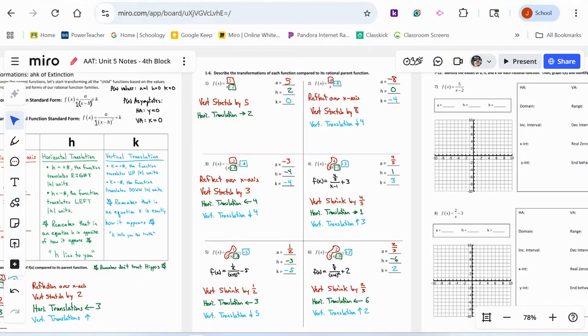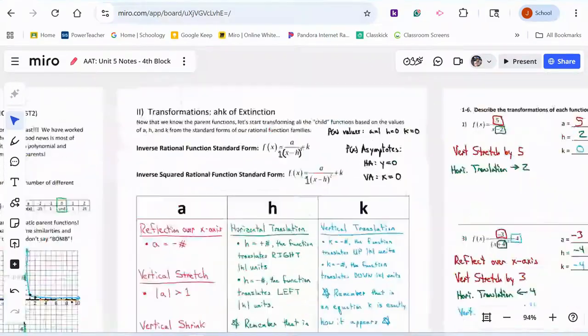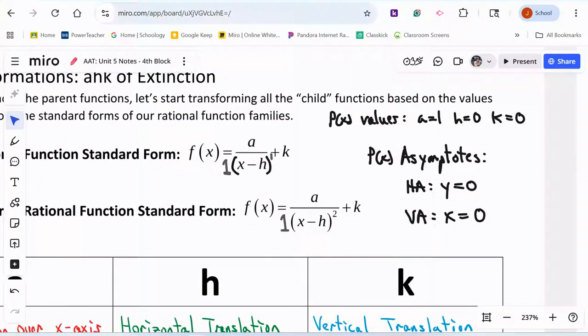All right. Most of these are pretty straightforward, except for 4, 5, and 6. There's one unique detail in 4, 5, and 6. And if you notice, that is that the factor next to the x minus h part is no longer 1. In number 4, it's 5. In number 5, it's 2. And in number 6, it's 3. And our formulas, guys, don't have a variable to account for any value other than 1 as a factor in that denominator next to x minus h.